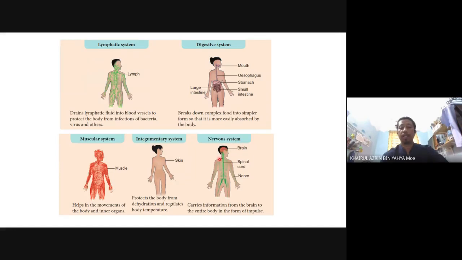Brain, otak, spinal cord, tulang belakang sini, and then nerve, saraf. Okay. So this nervous system carries information from the brain, dari otak, to the entire body in the form of impulse. So dicakap nervous system ni, sistem saraf ni membawa maklumat daripada otak ke seluruh badan dalam bentuk impulse.